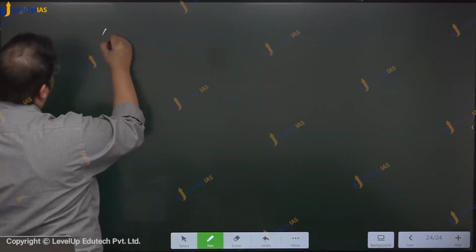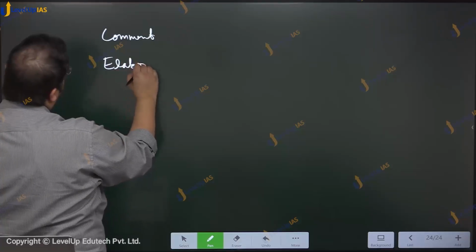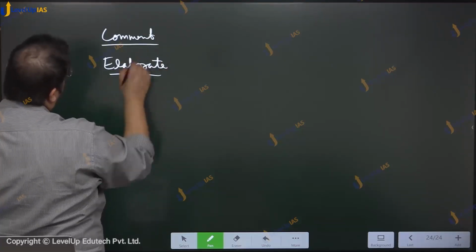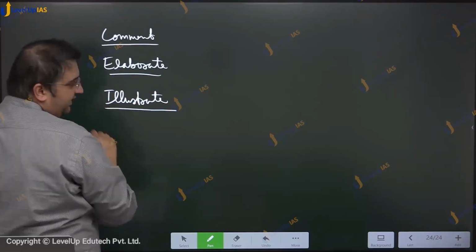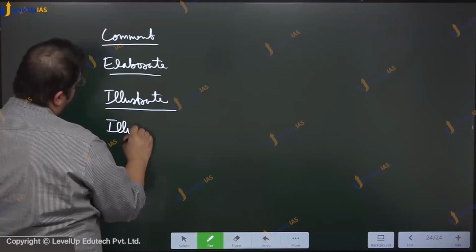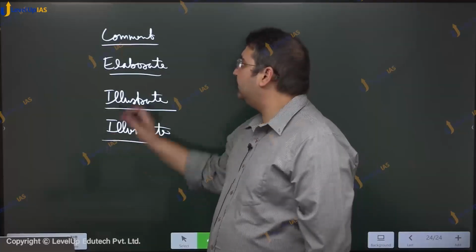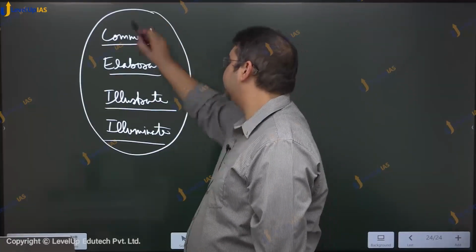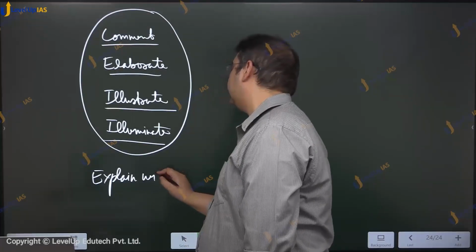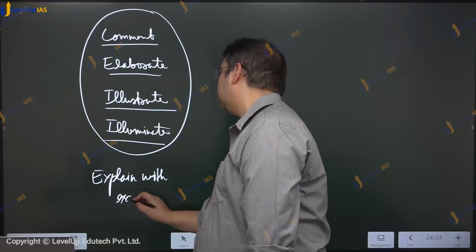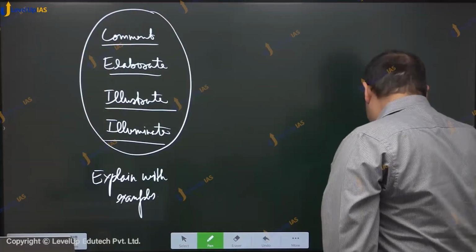दे कैन बी कॉमेंट, इलैबोरेट, illustrate, illuminate, etc. सबका मतलब एक ही होता है क्या? एक्सप्लेन विद एग्जाम्पल्स.